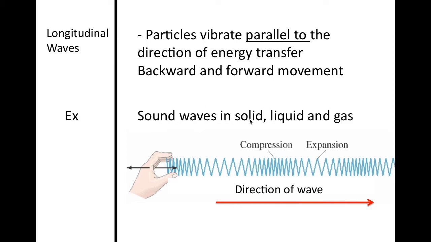When sound waves move through solid, liquid, and gas, you'll see that the direction of the wave is going from left to right, and the particles, such as the water particles or the air particles or even the solid particles, are also moving in the direction that the sound wave is traveling, or any wave. Sound is the best example of a longitudinal wave. What you'll notice is that there are areas that get compressed and areas that get expanded as it moves through from left to right.